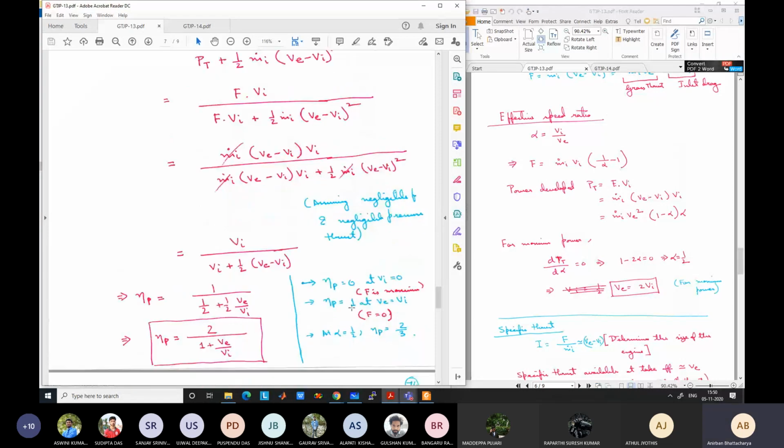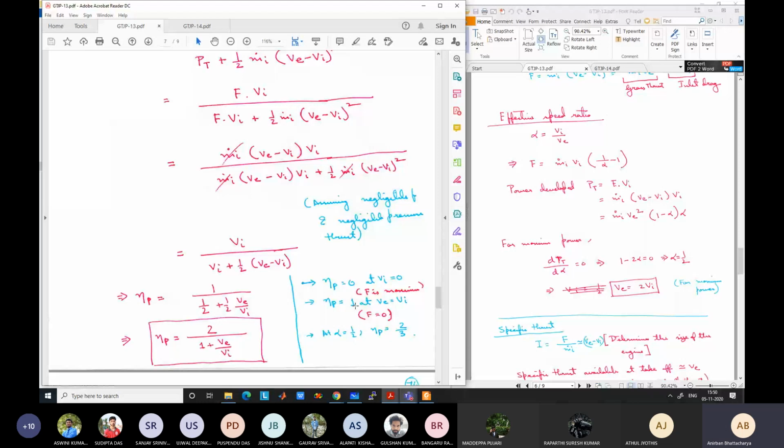We have also seen the opposite case. When V tends to Vi, it means Vi is almost equal to V. It cannot be exactly equal to V, but say it is almost equal to V. The aircraft velocity is just a little less than the exhaust gas velocity. In that case, the thrust will be very less. V is very near to Vi, so V minus Vi is very small. Thrust will be very less, but the propulsive efficiency is very high. It tends to 1.